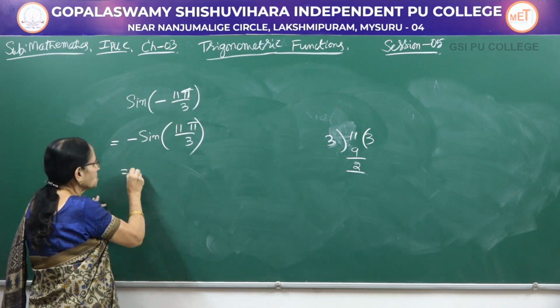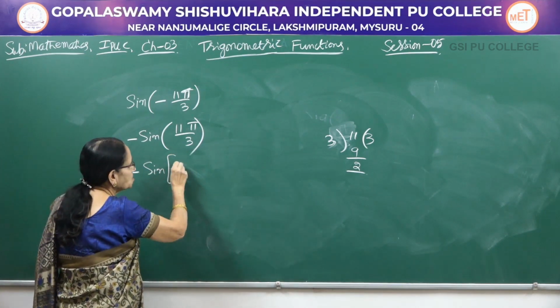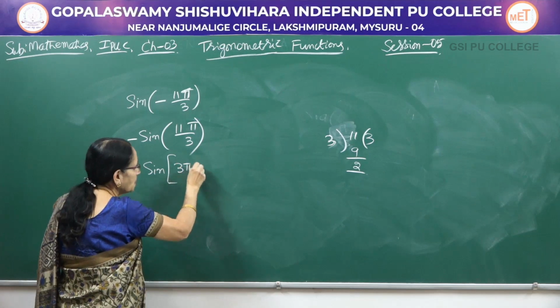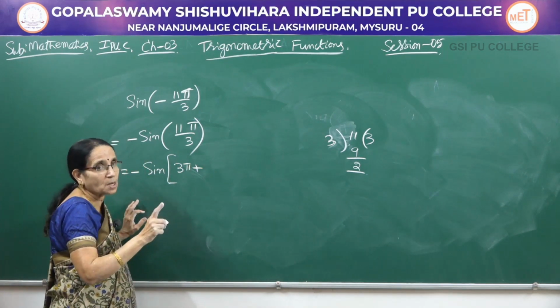So, let me write it as minus sine of that quotient, that is 3 pi plus. See, in the previous two problems, 1 was the remainder.